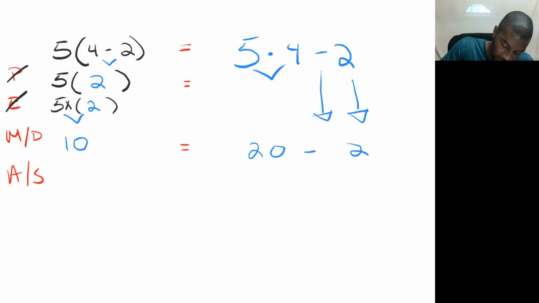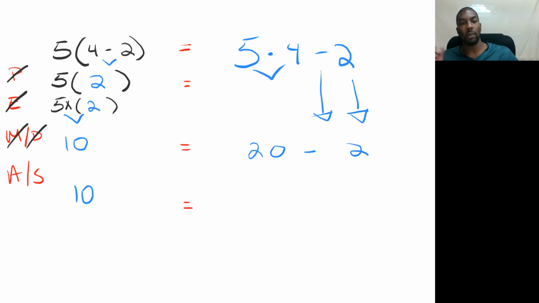I have done my multiplication and I did not have any division. My final step is addition or subtraction. Well, 10 doesn't have any addition or subtraction, it's just by itself. So 10 is 10. And then on this side, 20 minus 2, that's not addition, that's subtraction. So 20 minus 2 is what, 18? There we go. 20 minus 2 is 18.